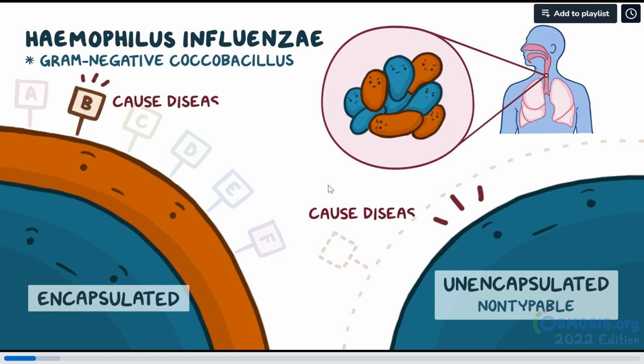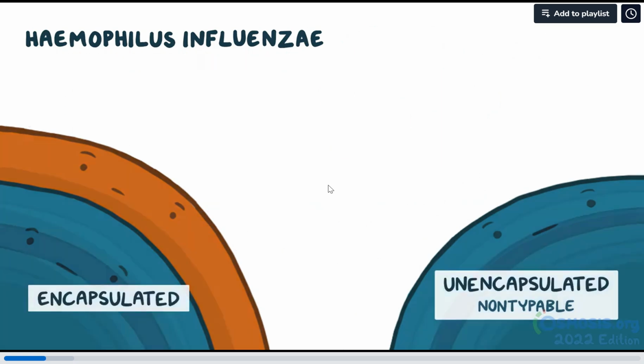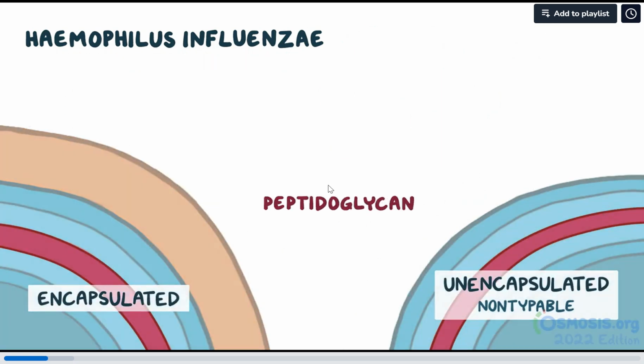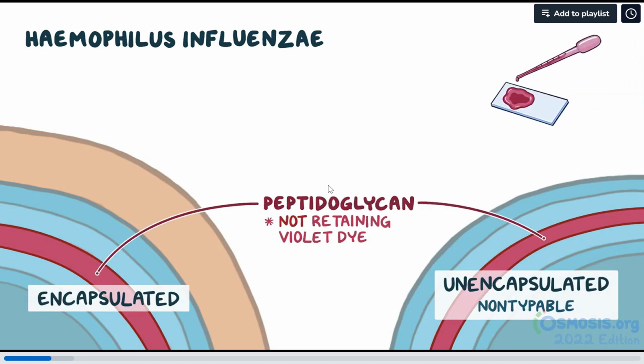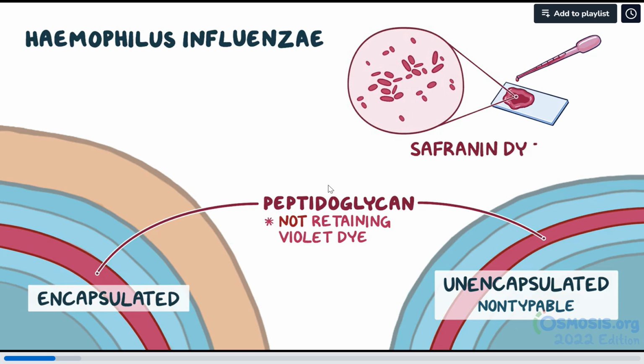The strains that cause disease in humans are most often Haemophilus influenzae type B, or HIB for short, and Haemophilus influenzae non-typable. Now, Haemophilus influenzae has a thin peptidoglycan layer, so it doesn't retain the crystal violet dye during gram staining. Instead, like any other gram-negative bacteria, it stains pink with safranine dye. And, since it's a coccobacillus, it's shaped somewhere between round, like a coccus, and linear, like a bacillus.